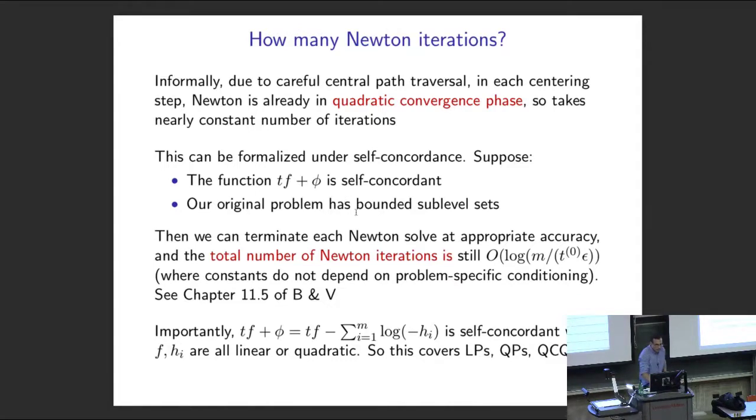Then we can terminate each Newton solve at the appropriate accuracy. So we don't have to assume we're doing perfect inner centering steps. And the total number of Newton iterations, okay, is going to be of the order log of m over t0 times epsilon, to get an epsilon-suboptimal solution. And the constants hiding here are universal. They don't depend at all on the function f or the constraint functions hi. They only depend on things like the backtracking parameters that you used in Newton, alpha and beta.